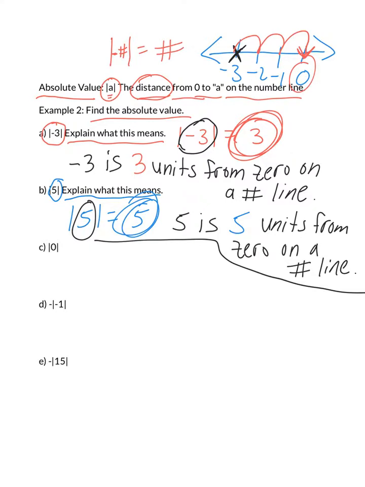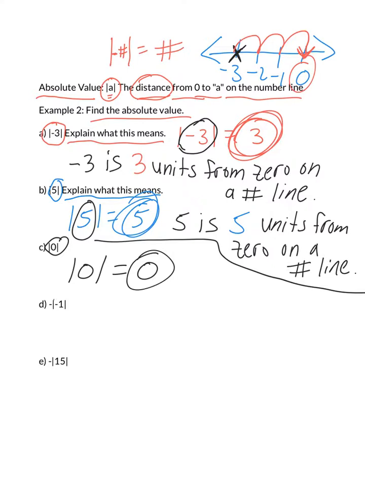Looking at C, the absolute value of 0. Keep in mind, 0 has no sign to it whatsoever, so there is no negative sign for the absolute value bars to take away. So the absolute value of 0 is just 0. If you think about the definition of absolute value, that makes sense because 0 is 0 units from itself on a number line.